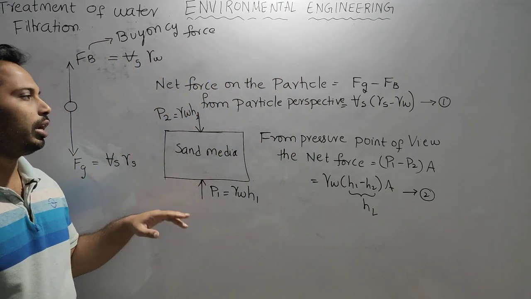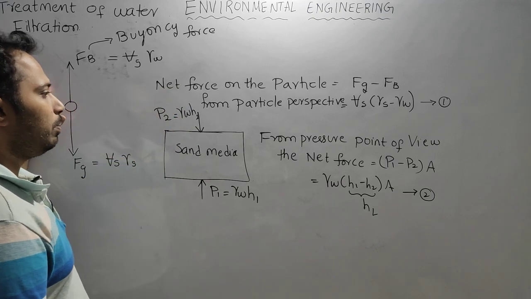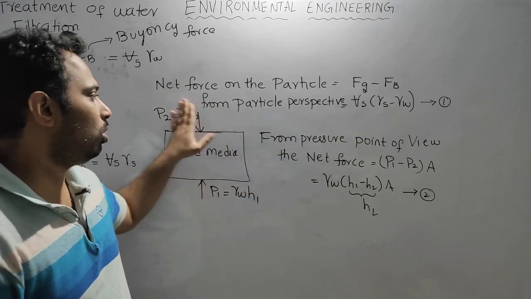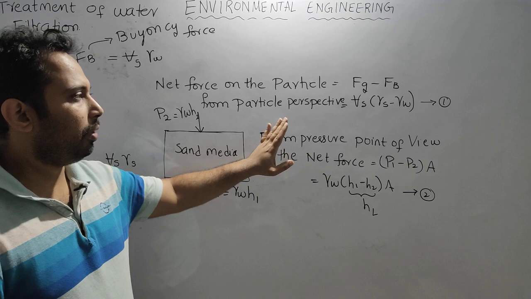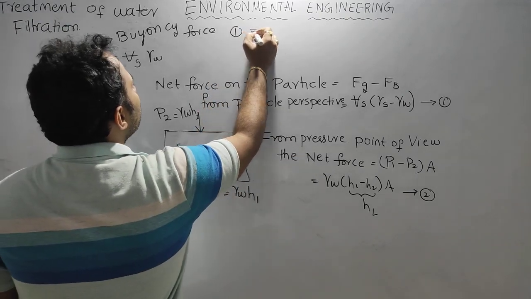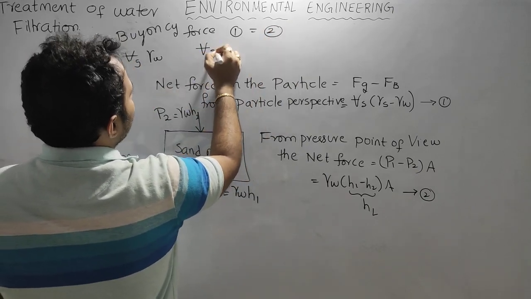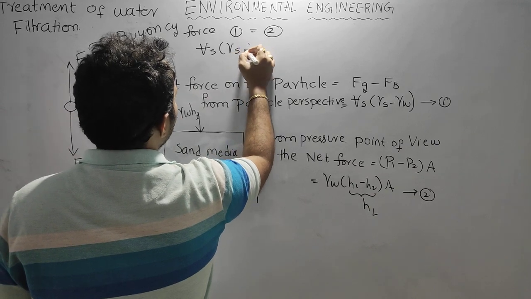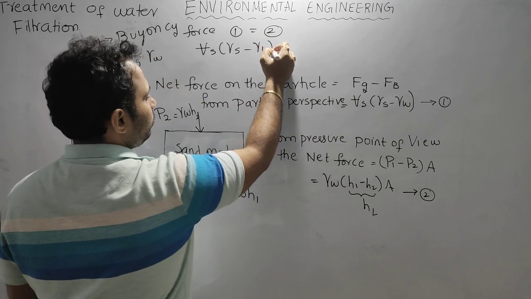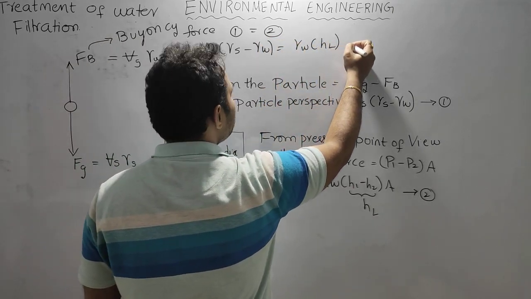but we have calculated them from two different perspectives. One is from the particle perspective, another one is from the pressure perspective. That means as a whole, if you are taking a media, these two are equal. So 1 is equal to 2. That means volume of solids into gamma S minus gamma W is equal to gamma W HL into area.